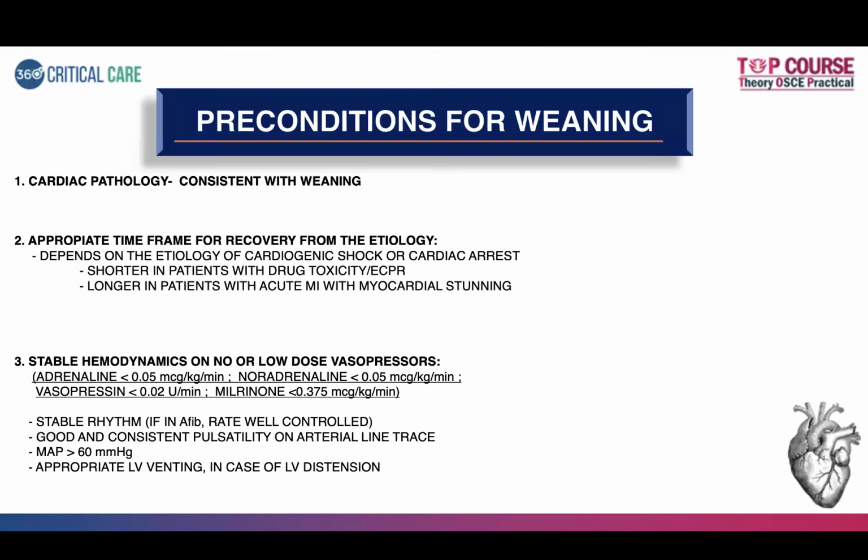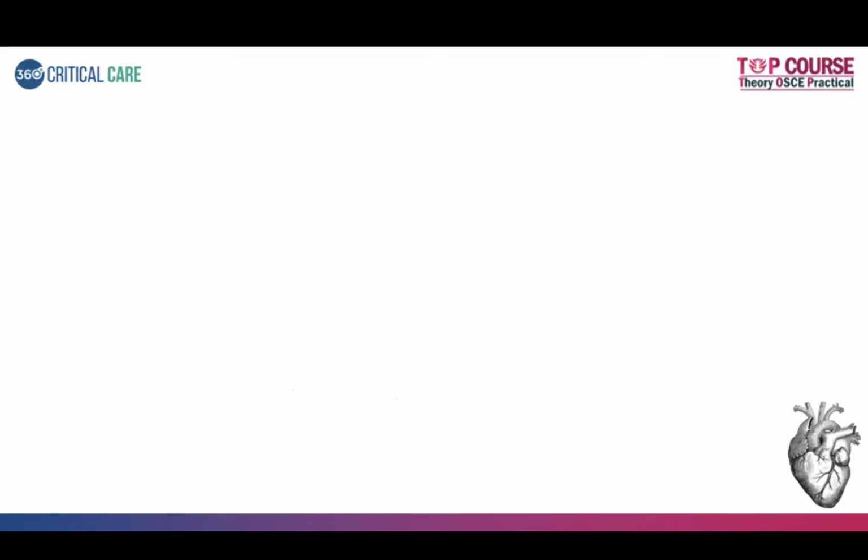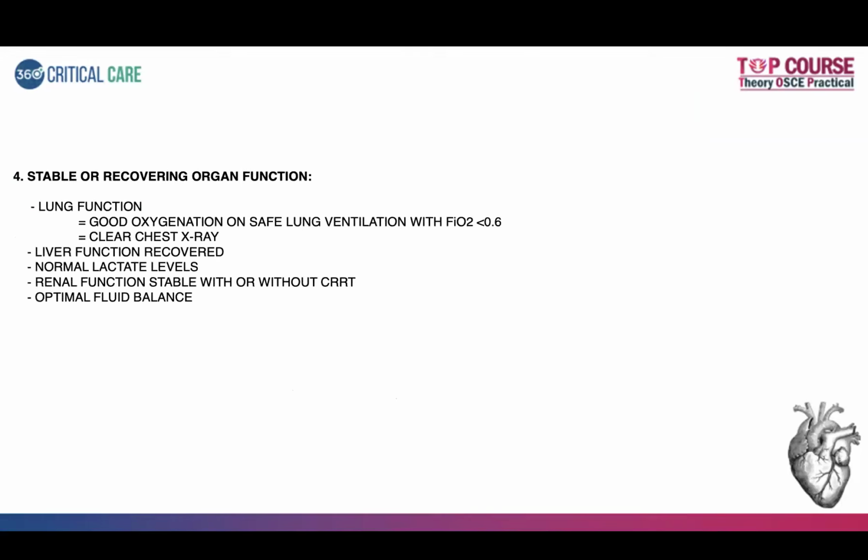Patients should have stable hemodynamics on no or low dose vasopressors, with a stable rhythm, good and consistent pulsatility on the arterial line tracing, MAP more than 60, and appropriate LV venting in case of LV distension. And there should be stable, recovering organ dysfunction. That is, lung function should be good, with an FiO2 less than 0.6 as the target with safe lung ventilation, and the chest X-ray should be clear or almost clear. Liver and renal function should have normalized. Lactate should have come to normal levels, and the fluid balance should be optimal. They say ideally you need to get the patient into a negative balance.